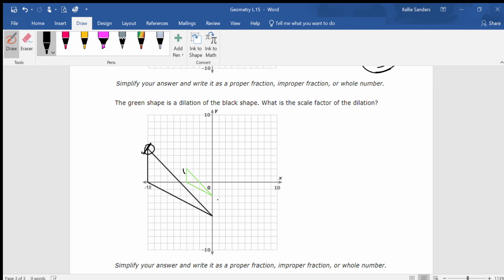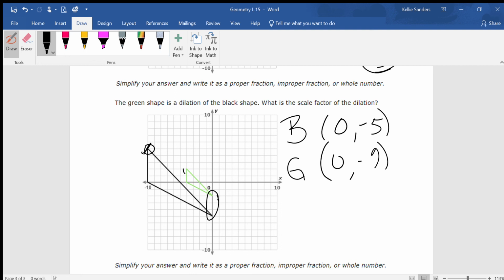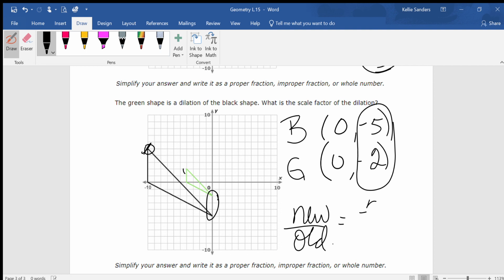Here. Yeah, let's do these two right here. So black, green. Black is at 1, 2, 3, 4, 5. Black is at 0, negative 5. Green is at 0, negative 2. And this is basically what I just said. I said you could just do the x's and you could just do the y's. But on this, the 0 over 0, that's not going to tell you anything. So you need to use the ones that are changing. So new over old is negative 2 over negative 5, and negative over negative is positive, and 2 over 5 is already reduced to 2 over 5.